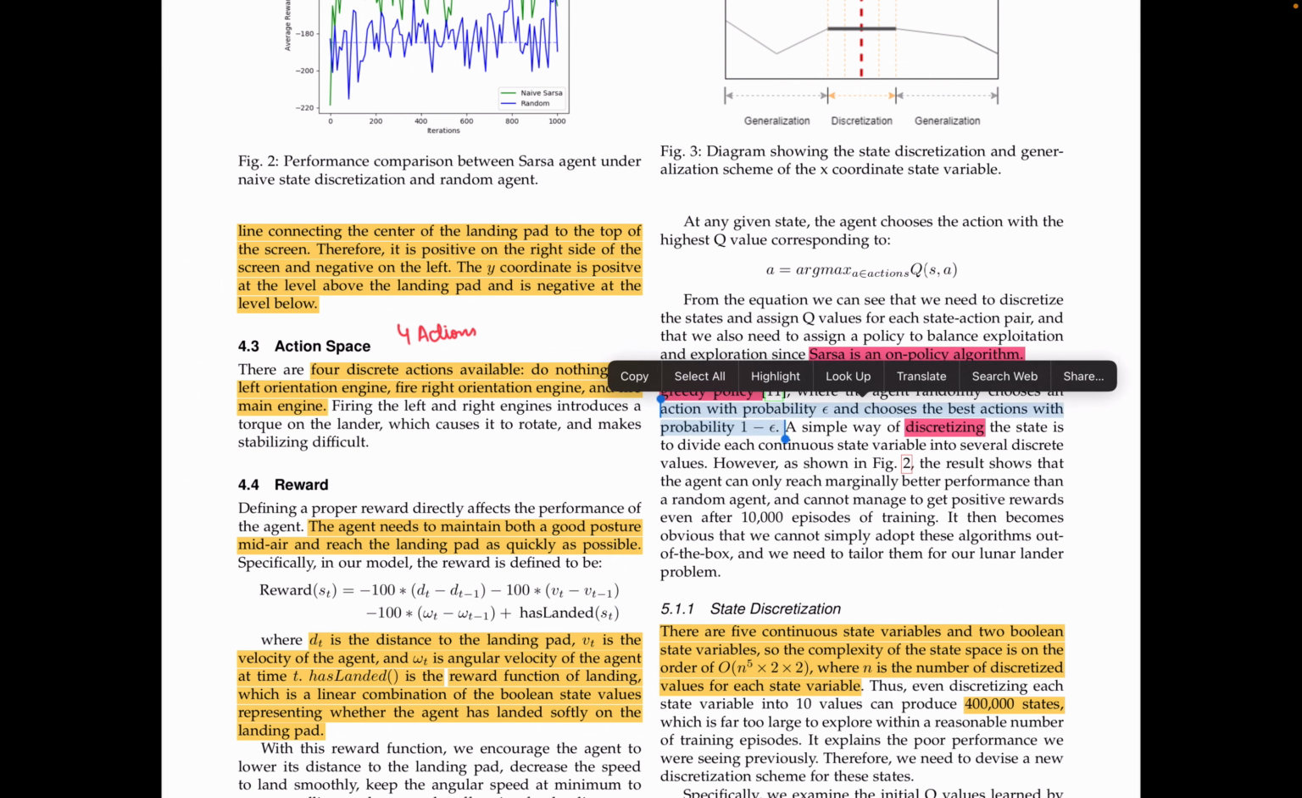Here it is. Alright, so a simple way of discretizing the state is to divide each continuous state variable into several discrete values. Why do we want to discretize this? Because we have a lot of data, but all that data is not of much use to us. So when you look at figure number 3, have a look at it. What do you think?